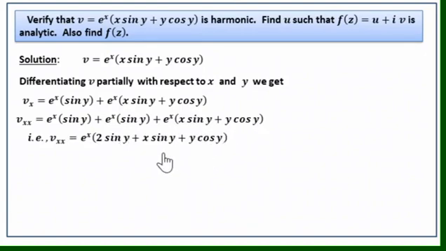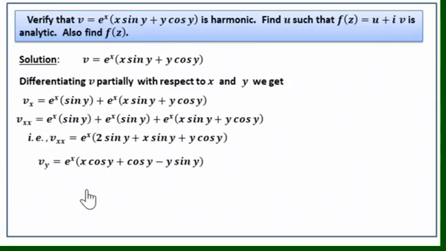Next we will find vy, that is, the partial derivative of v with respect to y, keeping x constant. So keep e power x constant. For the derivative of x sin y, keep x constant, and the derivative of sin y is cos y. Then you have the second term, y into cos y, a product of two functions of y. So keep one function constant and differentiate the other. Keep cos y constant, the derivative of y with respect to y is 1. Then keep y constant, the derivative of cos y is minus sin y.